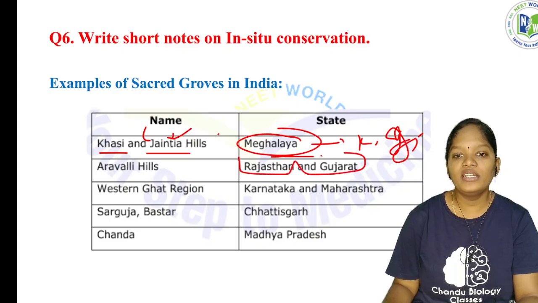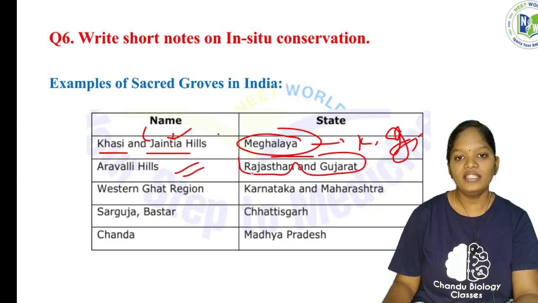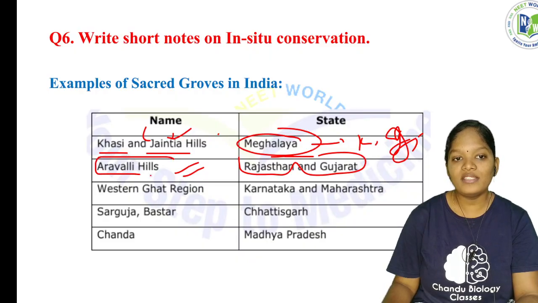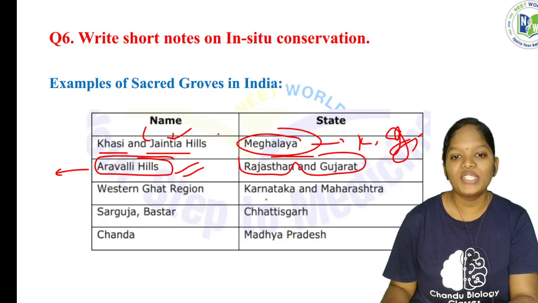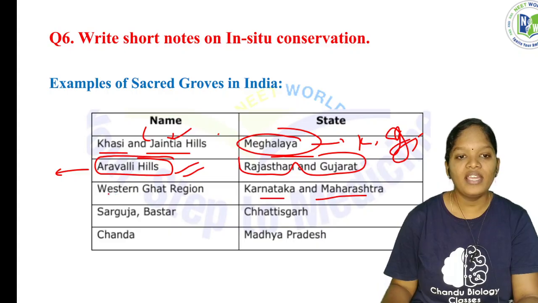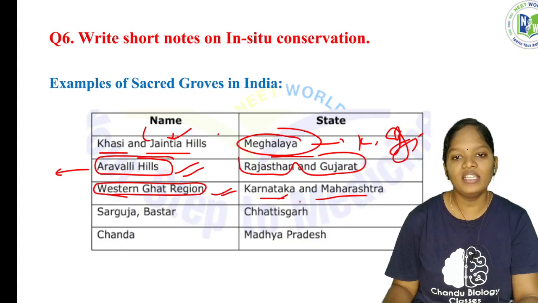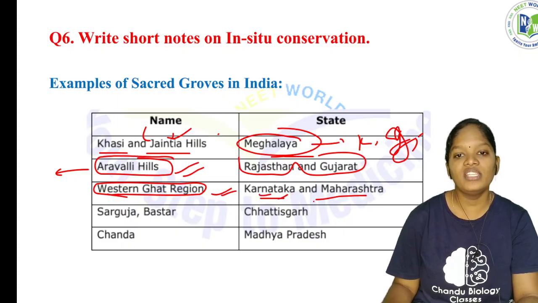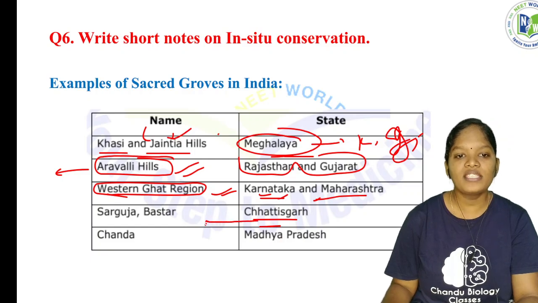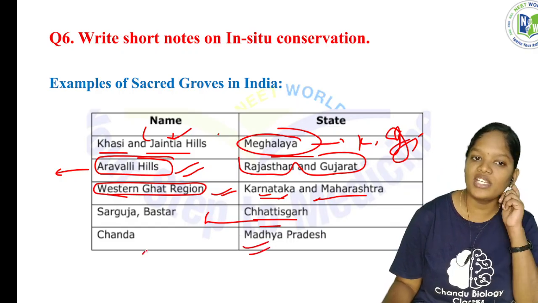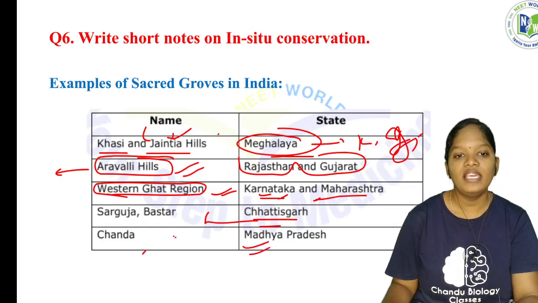In Rajasthan and Gujarat, the Aravalli Hills are considered sacred, and this is the old fold mountain range in India. Old fold mountain range. The young fold mountain range will be the Himalayas. In Karnataka and Maharashtra, the Western Ghats region is considered sacred. Chhattisgarh, the Sarguja and Bastar will be sacred. And in Madhya Pradesh, Chanda is considered a sacred area.